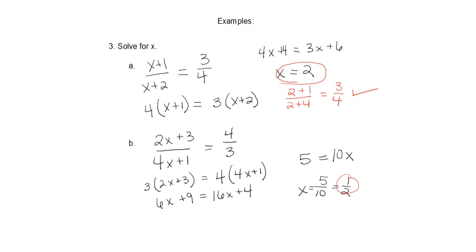And we can say that (2 times 1/2 plus 3) over (4 times 1/2 plus 1) is equal to 4 over 3. The top of the first fraction is going to be 1 plus 3. The bottom is going to be 2 plus 1. And does that equal 4 over 3? It sure does.